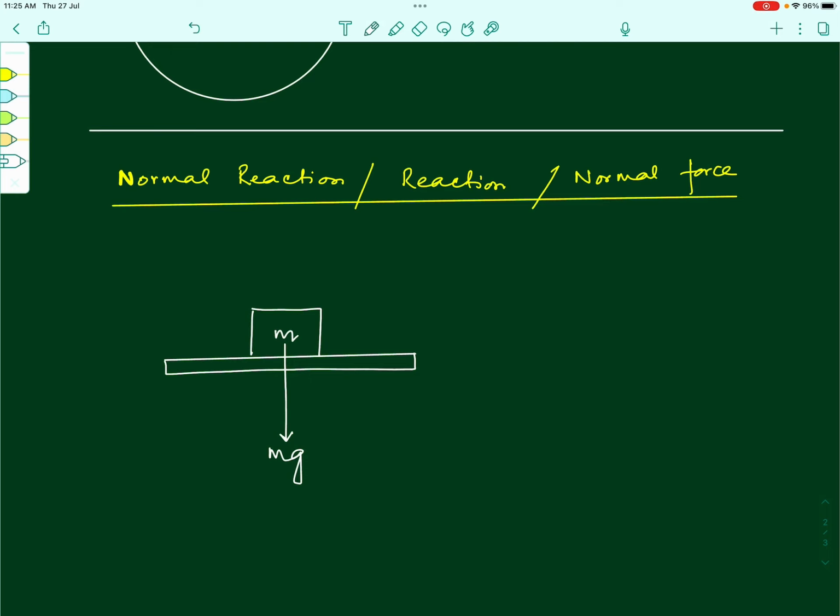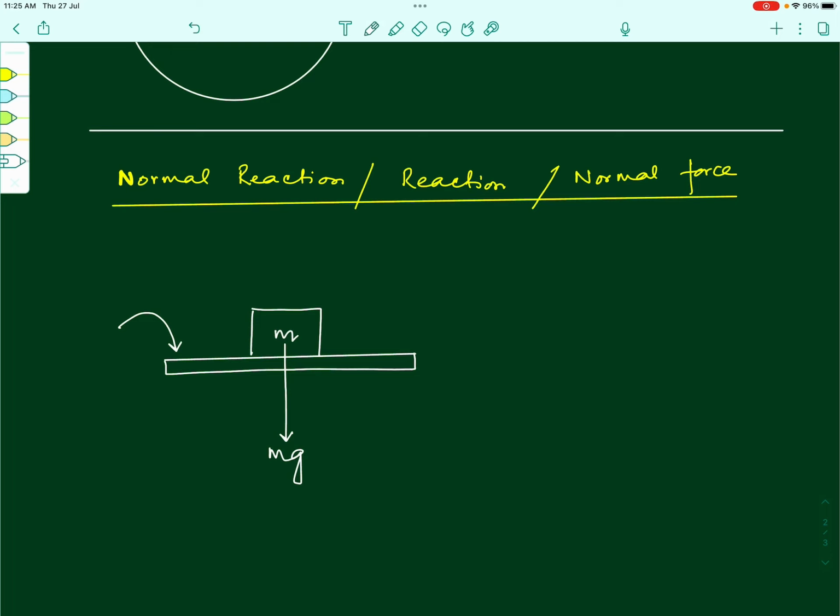But as a common observation, we observe that such blocks will just stay there on the table. So let's say this block is like a book which is kept on a table. As we see the book, even though it has a mass and it is being acted upon by the gravitational force, it does not go down, it does not move down towards the Earth's center. Why so? Because it is kept on a rigid surface, a solid rigid surface, which does not allow it to move down.